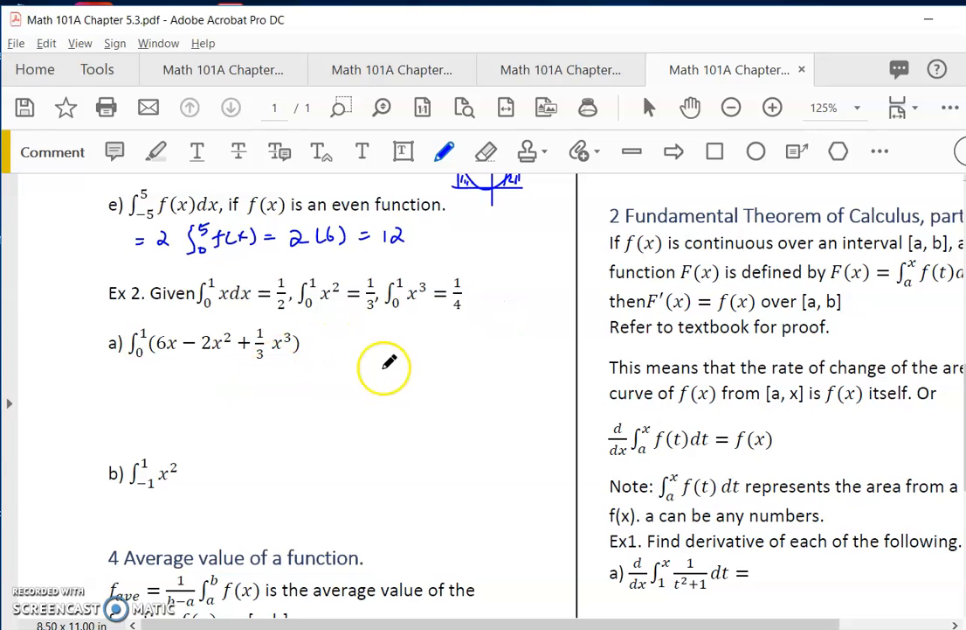And these are similar. If I have the integral from 0 to 1 of 6x minus 2x squared plus 1/3 x cubed, and I know some of the ones that I have, I can just add them.